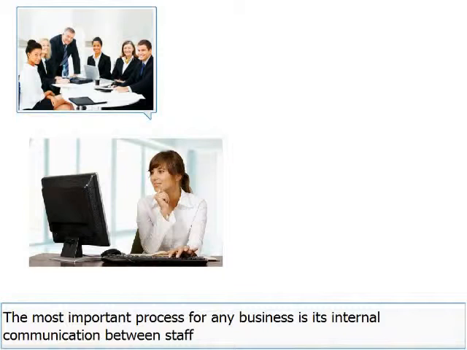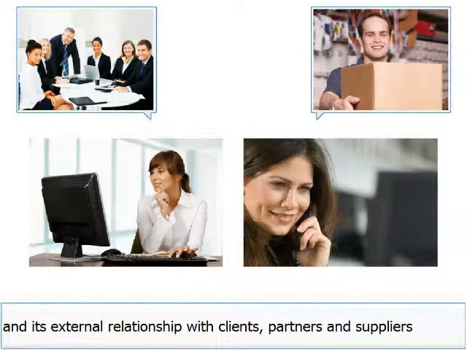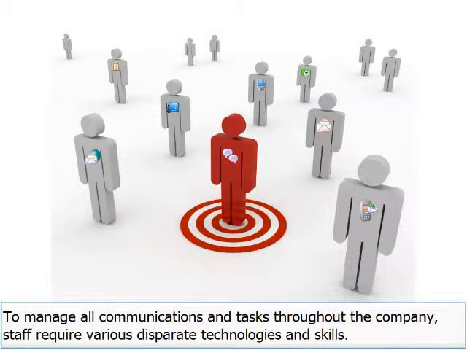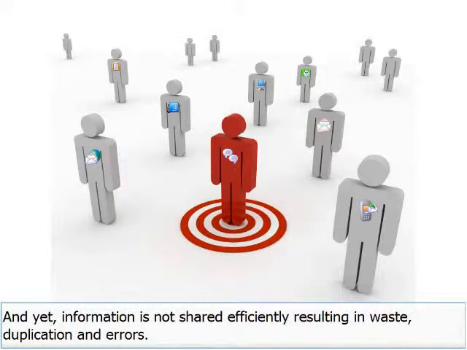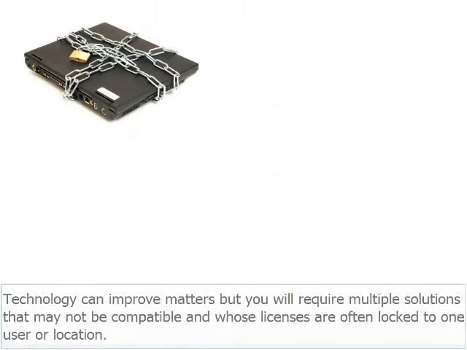The most important process for any business is its internal communication between staff and its external relationship with clients, partners and suppliers. To manage all communications and tasks throughout the company, staff require various disparate technologies and skills. And yet, information is not shared efficiently, resulting in waste, duplication and errors.